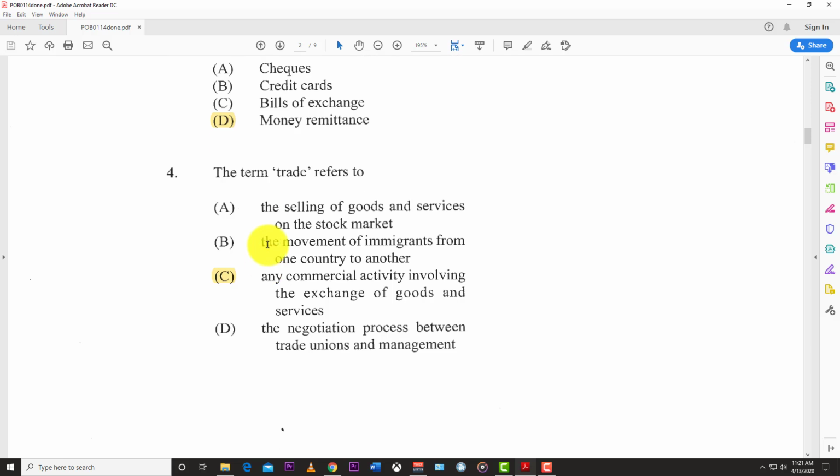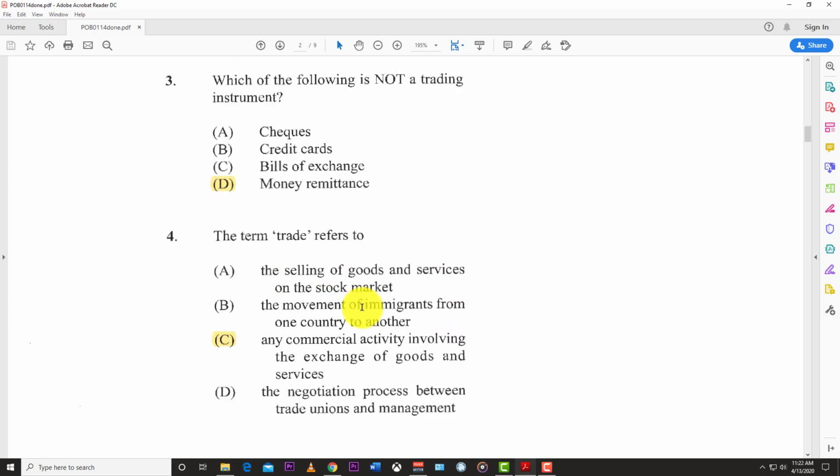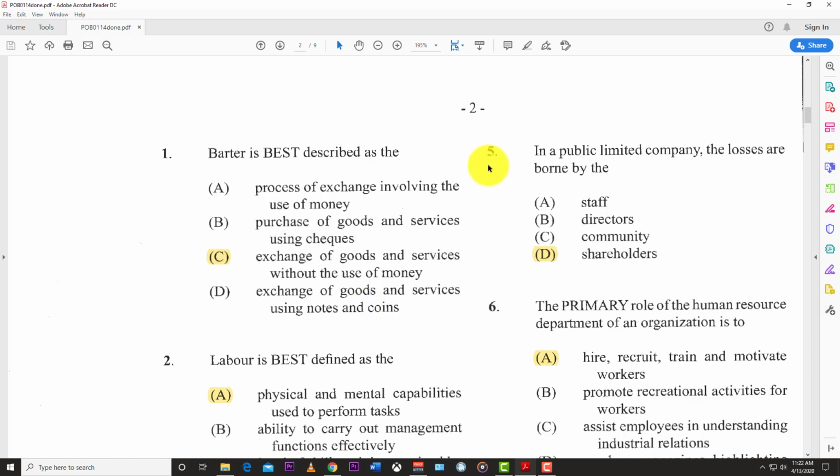Alright, number 4, the term trade refers to, and the best answer is C, any commercial activity involving the exchange of goods and services. That's trade in a nutshell. Number 5, in a public limited company, the losses are borne by, and the best answer here is the shareholders. They are the ones who lose whatever they would have invested in the company.